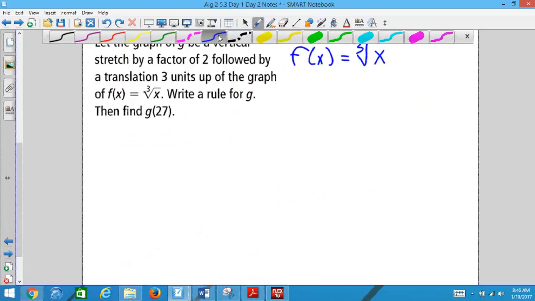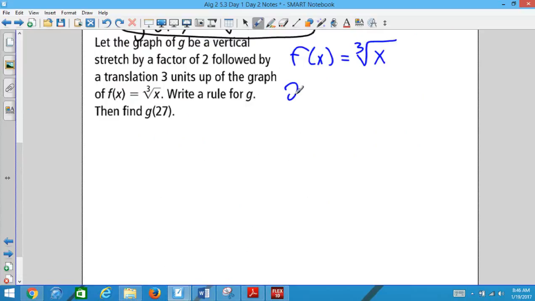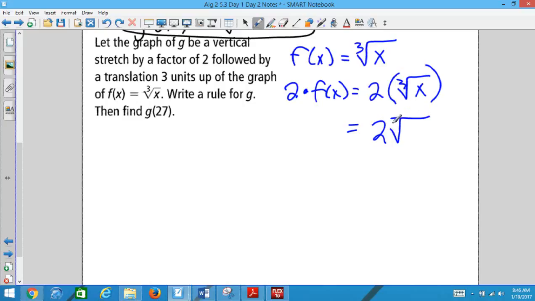Okay, so we have 2 f of x. That's telling us to do 2 times the function. So we do 2 times the cube root of x. Then followed by means simplify. So how can I simplify that? Just take 2 times that. The 2 does not go under the radical. So now what do I need to do?